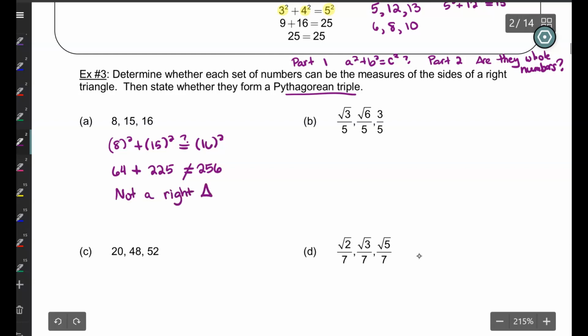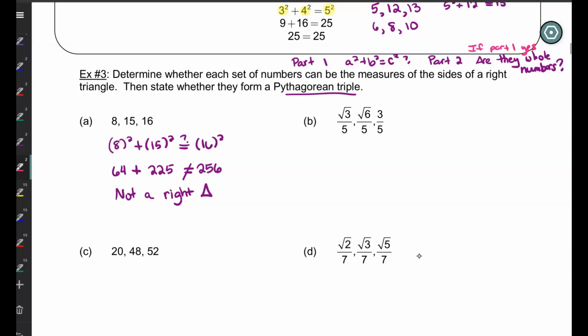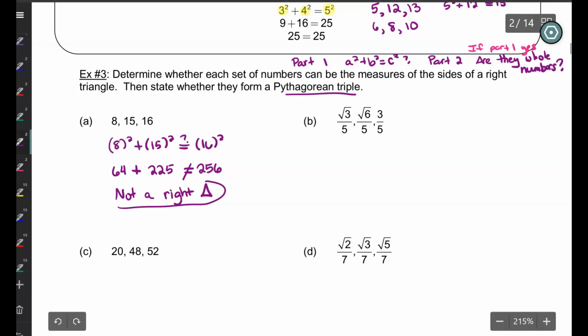And if they're not a right triangle, then automatically they cannot be a Pythagorean triple. So just a quick note on this part 2 where I wrote up here. I should have said, if part 1 is yes, then you consider if they're whole numbers. But if the first part is no, then it can't be a Pythagorean triple. It has to be true that a squared plus b squared equals c squared in order for it to be a Pythagorean triple.